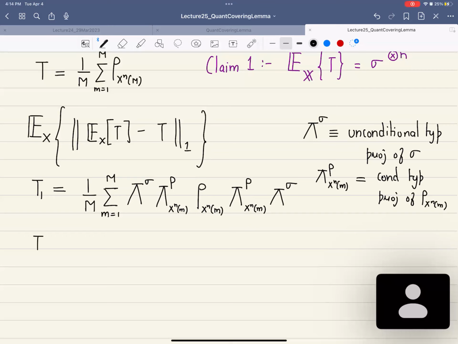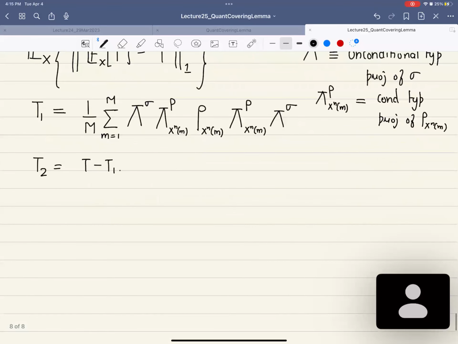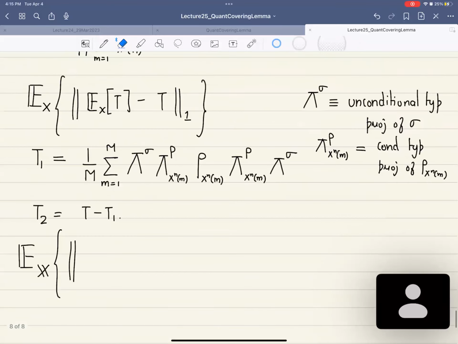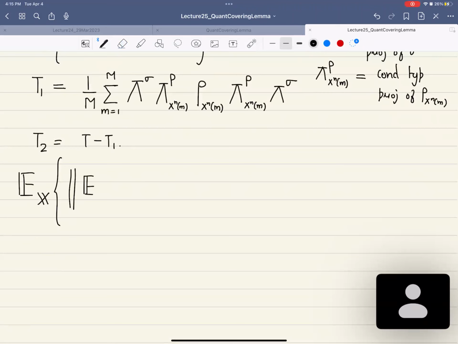I can say T2 is T minus T1. Actually, there are two or three ways to split. I'm doing a new type of split. I hope it works. If it doesn't work, there's another split that works, but this should also work. I checked it out today. So T equals T1 plus T2.